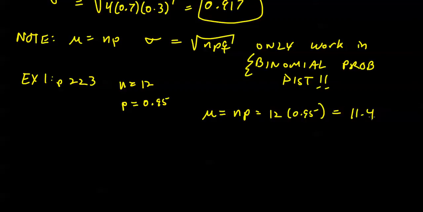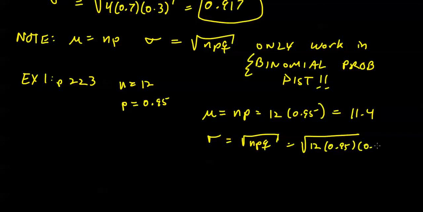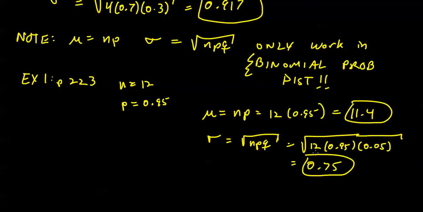The standard deviation for the number of people that recognize McDonald's is root npq. So it's going to be the square root of n times p, 0.95, times q. Remember, q is the complement of p because there's only two possibilities for each trial, success or failure. And if I punch this out, I get 0.75. Our book says 0.8. I'm going to call it 0.75. Okay?